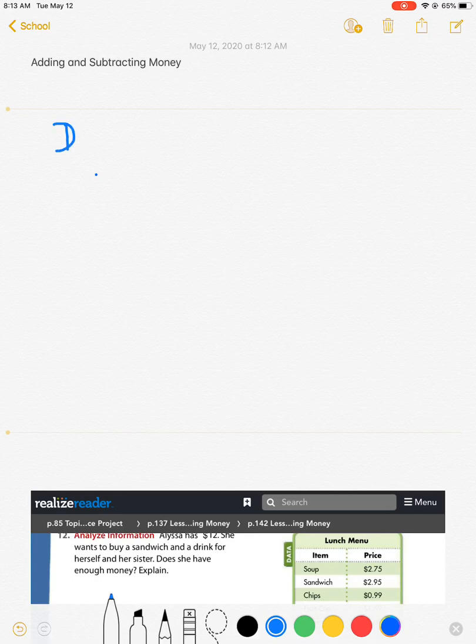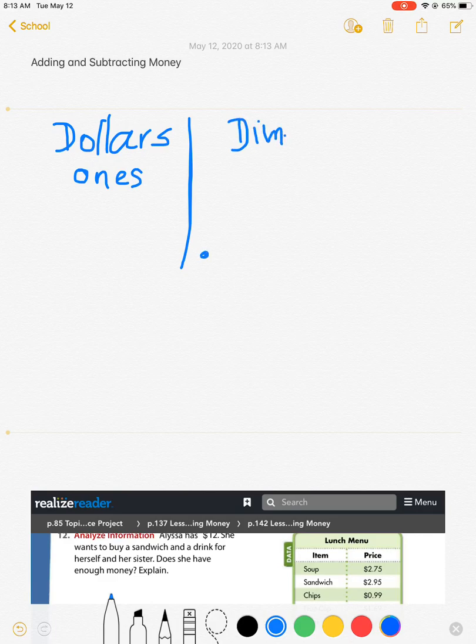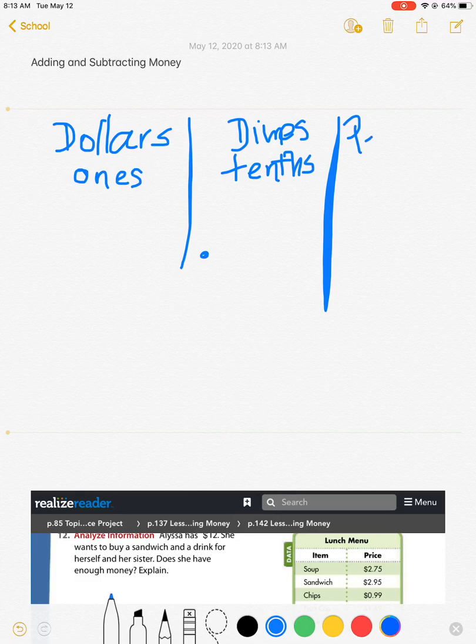So we have our dollars, which is like the ones. Then we'll have our decimal. And then we have our dimes. And our dimes, that's our tenths place. And then we have our pennies. And that is the hundredths. The hundredths.